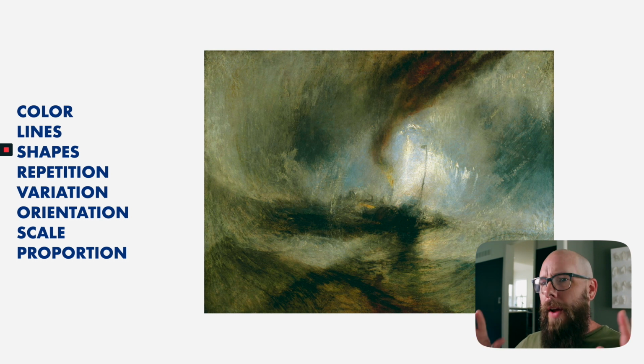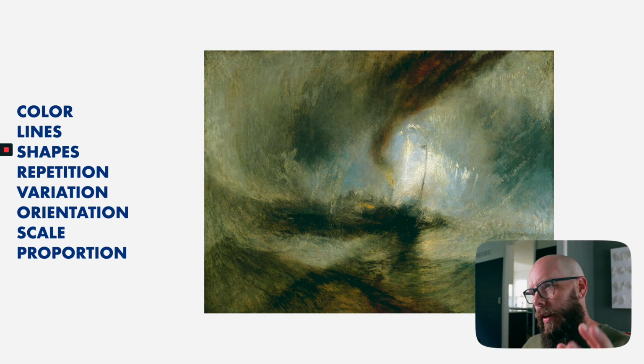In terms of color, everything is muted and dark here. Our lines, there are no sharp, crisp lines. Everything is fuzzy and blurry, giving you the feeling that you're in the midst of that whirling and whipping storm. There's a ton of repetition. The same kind of mark is being repeated over and over again in order to give that feeling of wind and rain whipping around you. There's some variation from light to dark.